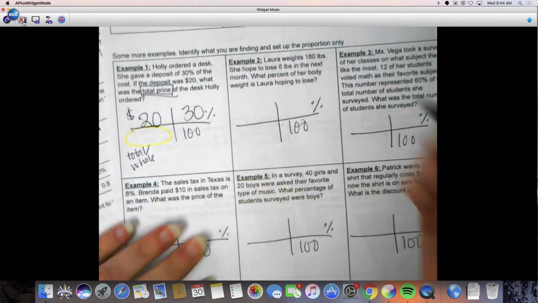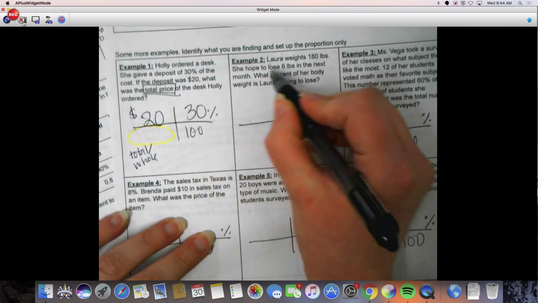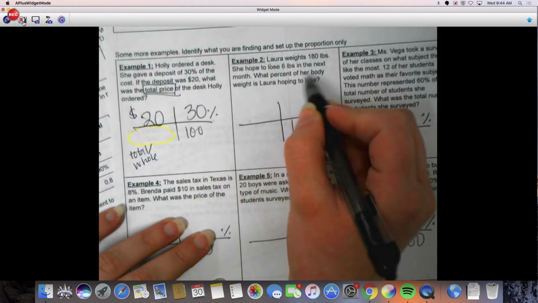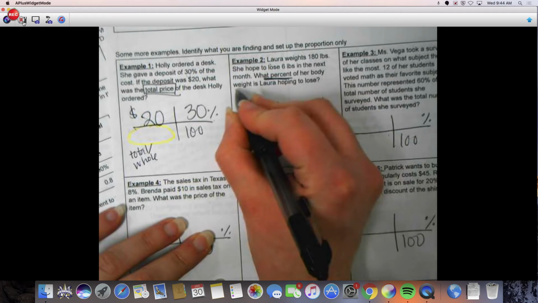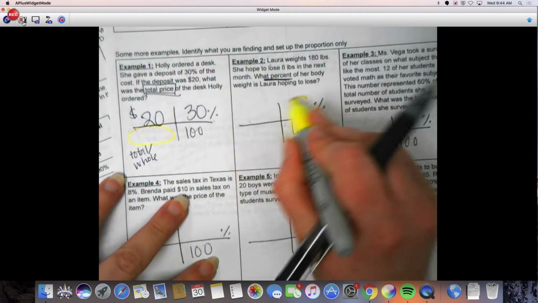Let's look at example 2. Laura weighs 180 pounds and she hopes to lose 6 pounds in the next month. What percent of her body weight is Laura hoping to lose? Well, we know they didn't give us a percent, so we already know we're going to be searching for that.